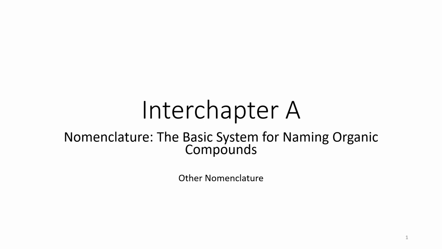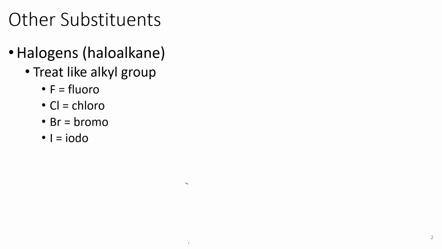This last portion of the Interchapter A, we're going to be talking about some other nomenclature that goes in with our alkane naming. One of those things is going to be some other types of substituents that we can see other than just those alkyl groups. So one thing that's going to come into play are going to be our halogens. We refer to these as being haloalkanes anytime that alkane chain has a halogen associated with it.